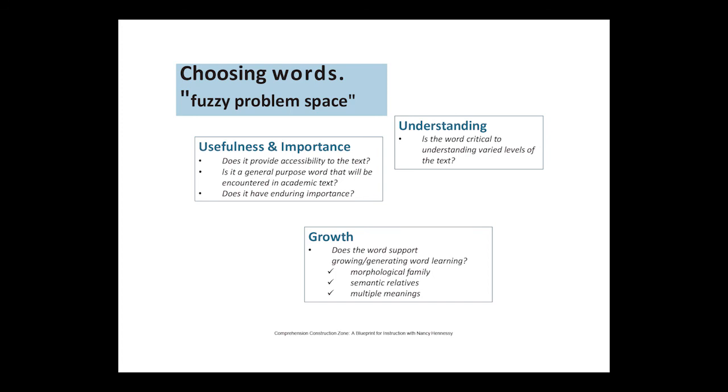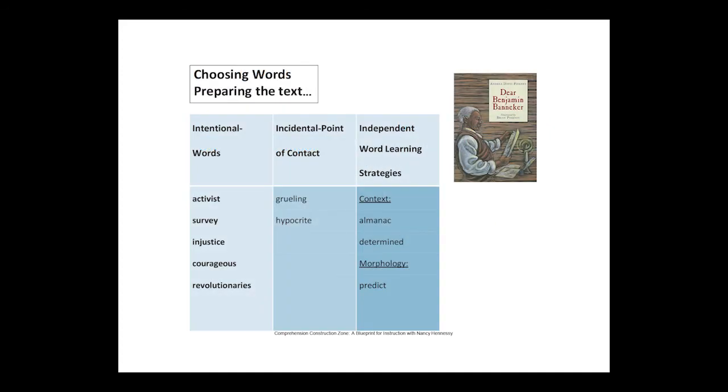And how about multiple meanings? So I've labeled this, choosing words as a fuzzy problem space. I don't remember where I got that quote from, I wish I did, because there's no perfect way to choose the words, but there are general guidelines that you can use, right? And these represent one set of general guidelines. So here's what I did with Benjamin Banneker, to give you an example.